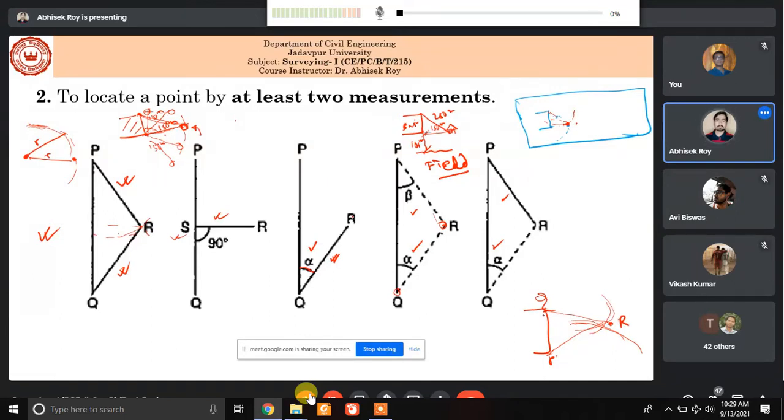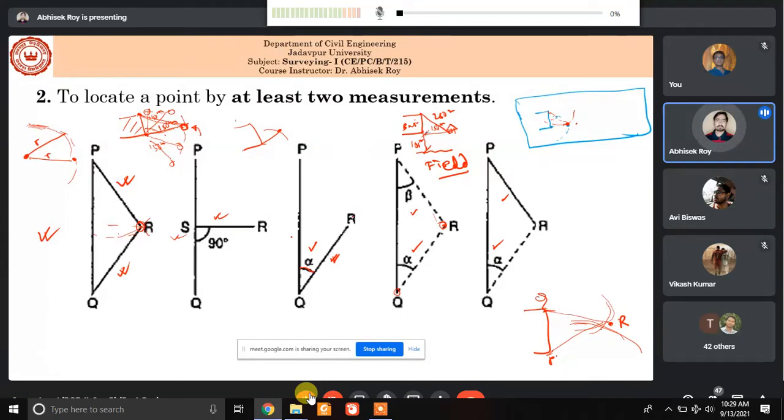That's why if you measure from two different points and have two distances, you will get a particular single point, which you are not able to get if you have only one linear measurement. Is it clear? Yes, sir. Okay.